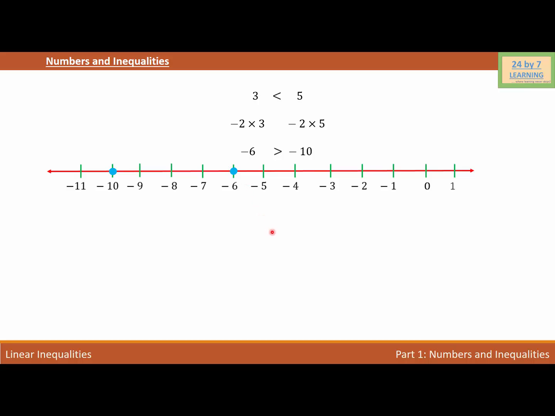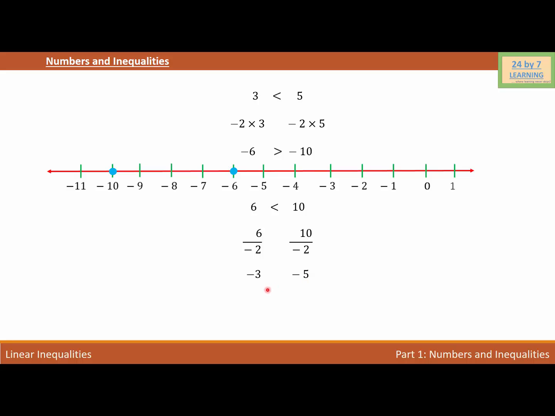Now let's consider another pair of numbers. My pair of numbers is 6 and 10, and we know that 10 is greater than 6. Now let's divide both sides by a negative number. So I'm going to divide both sides by negative 2. I will write 6 over negative 2 and 10 over negative 2. 6 over negative 2 is negative 3 and 10 over negative 2 is negative 5.